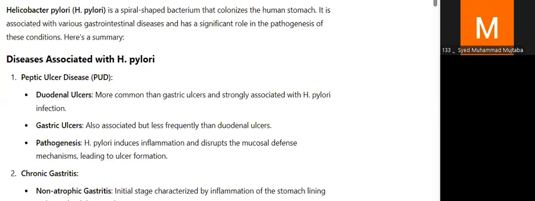Now there are several diseases which can be associated with H. pylori bacteria. Firstly, you need to know its mode of transmission. The primary mode of transmission is fecal-oral. It is basically transmitted by drinking contaminated water, which is full of germs. This is water which hasn't been chlorinated enough or hasn't been boiled enough in order to kill all of the germs.